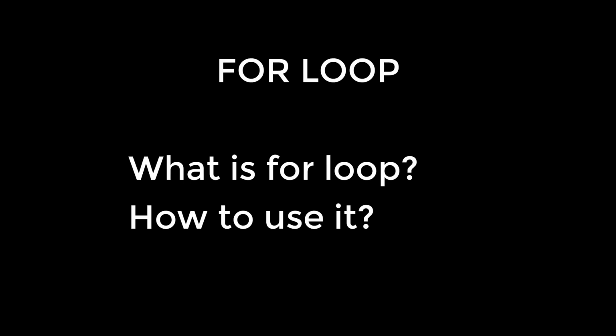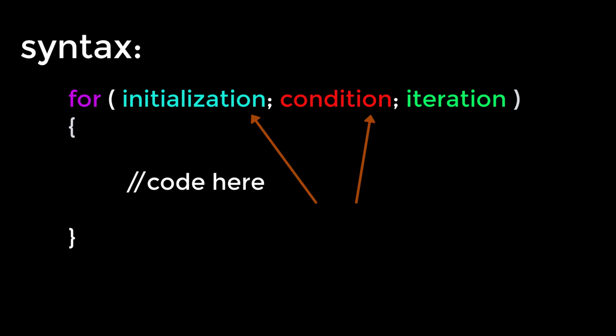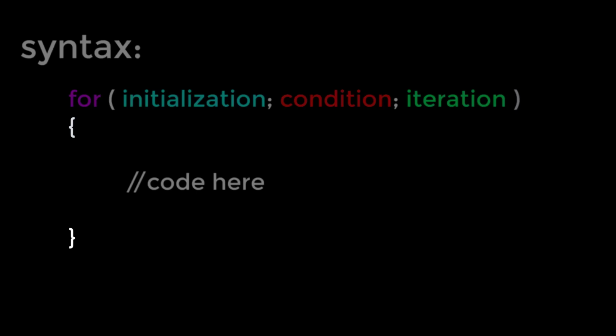So what does it mean, and what is the usage of this loop? If you want to execute a code or a statement multiple times, for loops can address that issue. The syntax is for, and then the initializer, the condition, and the iterator. Both initializer and condition are separated by a semicolon, and then followed by an open and close curly brace.